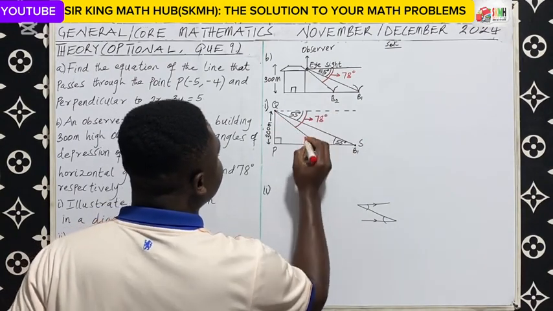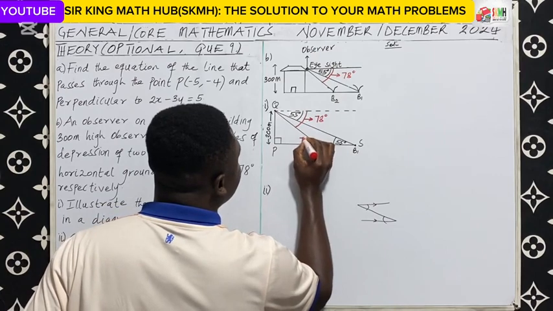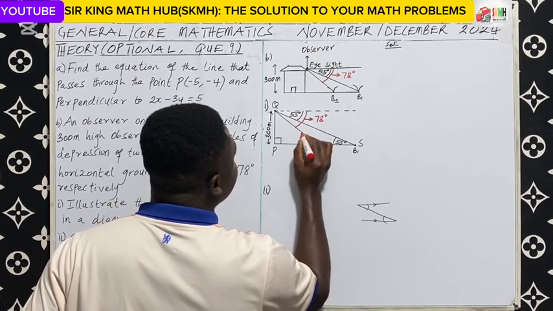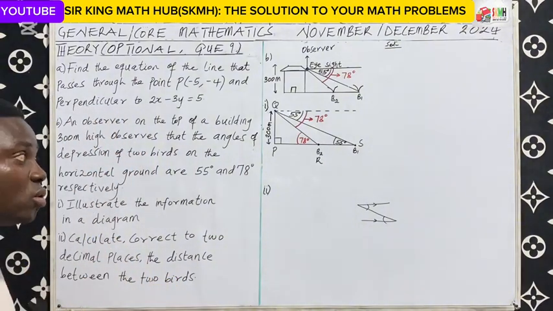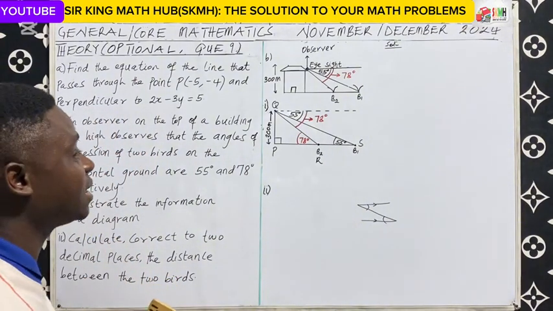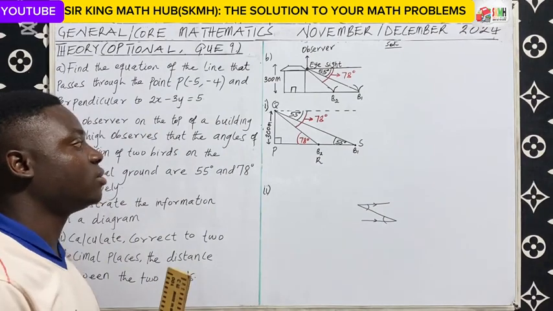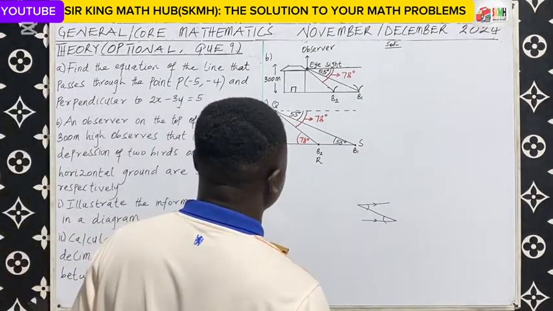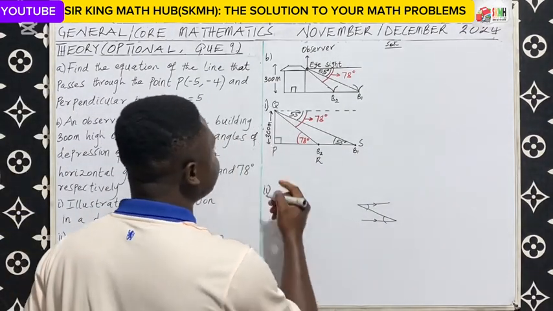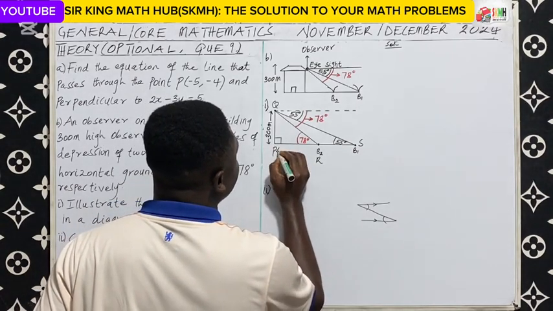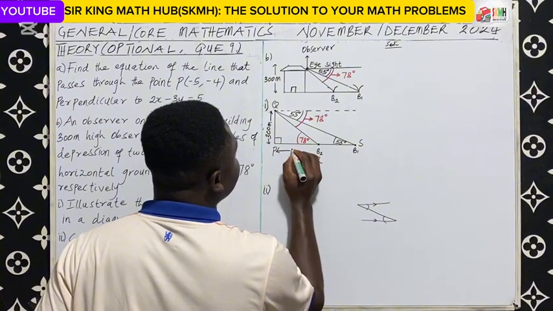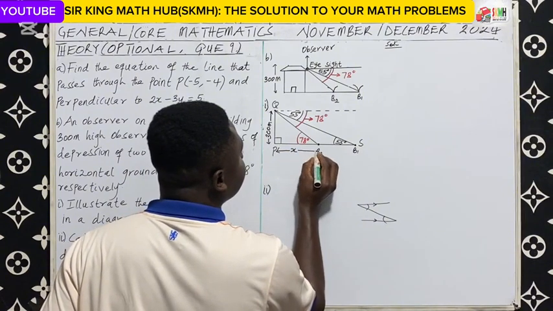So if here is 78, then this angle must also measure 78 degrees because they are also alternating. And then we know that alternating angles are equal. So that is it. Now the distance from point P to the second bed, I'm naming the distance as X.